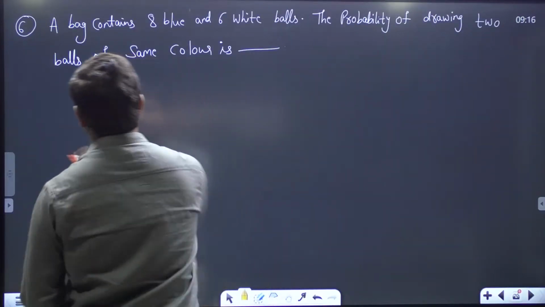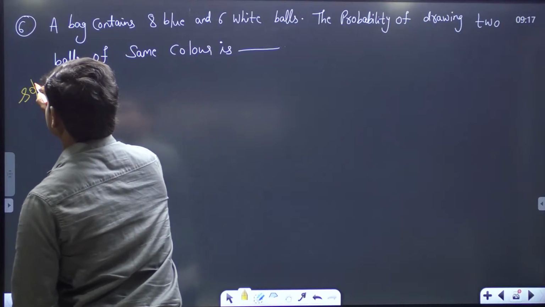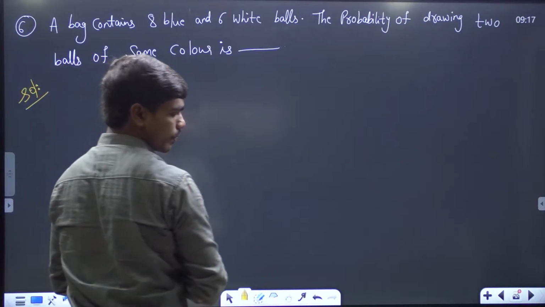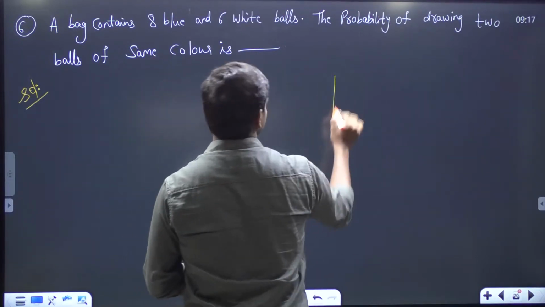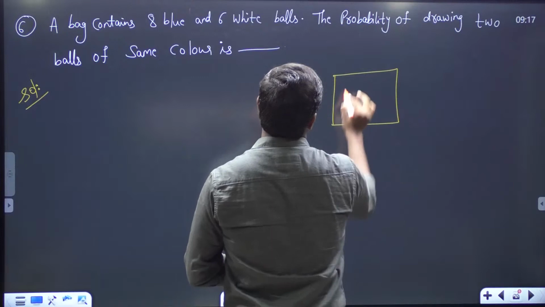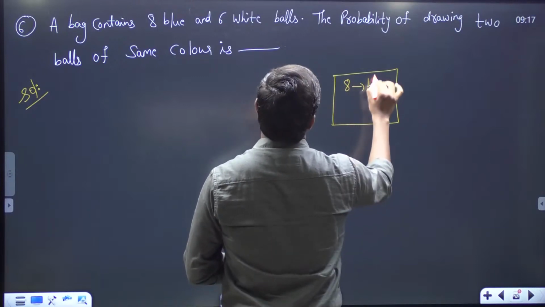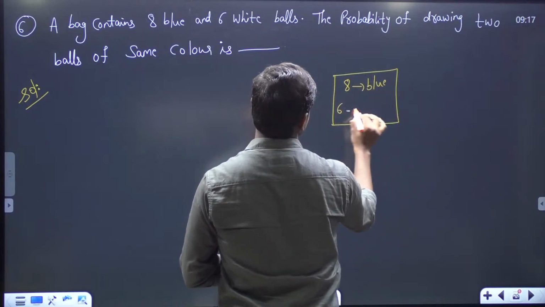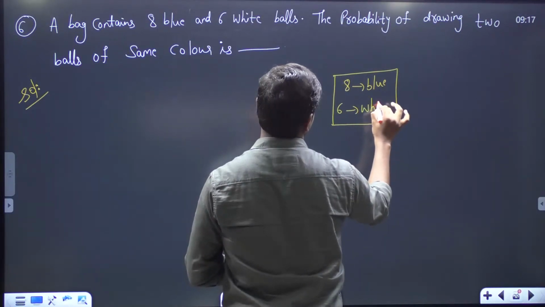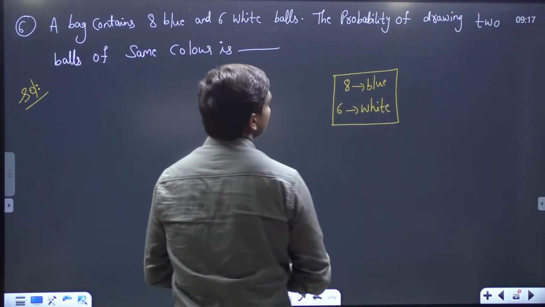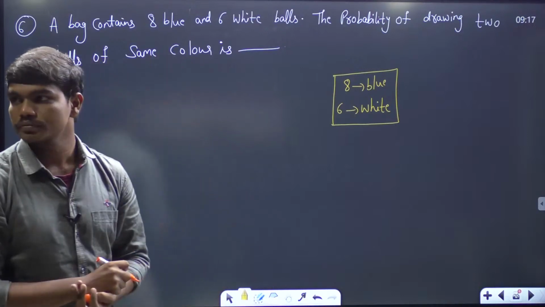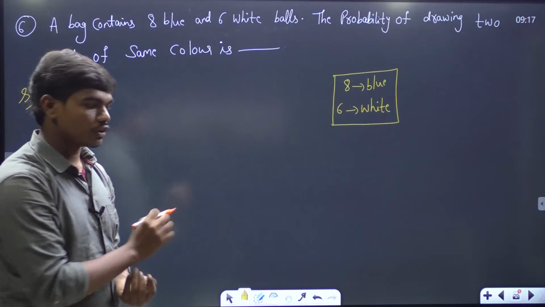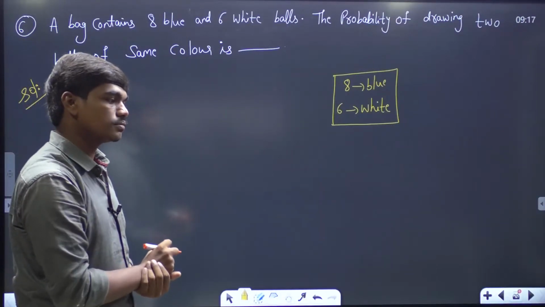So sixth question. A bag contains 8 blue and 6 white balls. So there are 8 blue balls and 6 white balls. Now, the probability of drawing 2 balls of the same color.